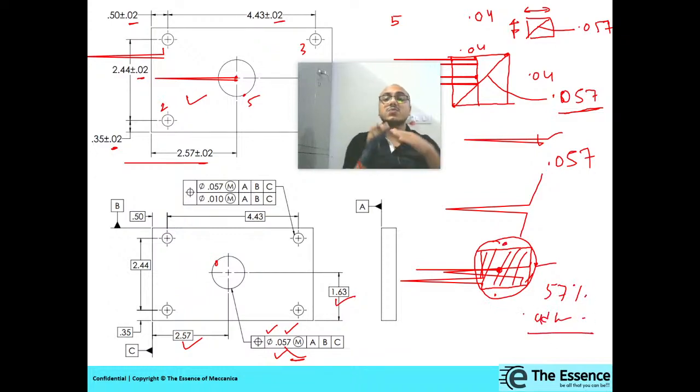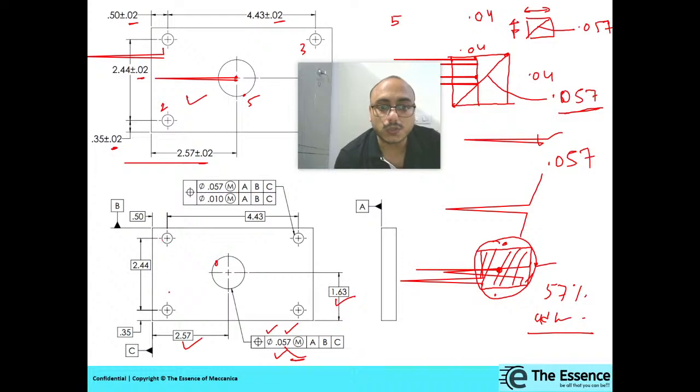So this is what is done by geometric dimensioning and tolerancing. It makes the tolerance zone homogeneous. It adds tolerance as well in some cases. So that is the benefit. And again, there are other benefits as well.